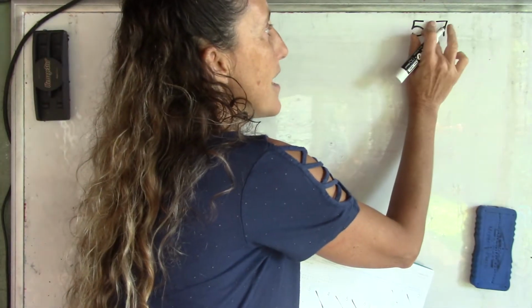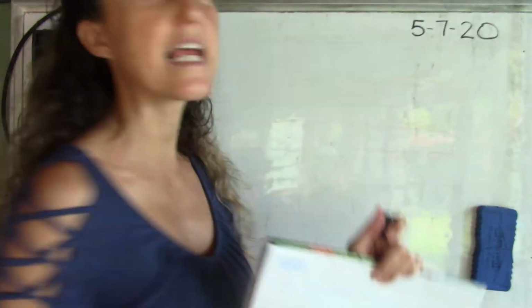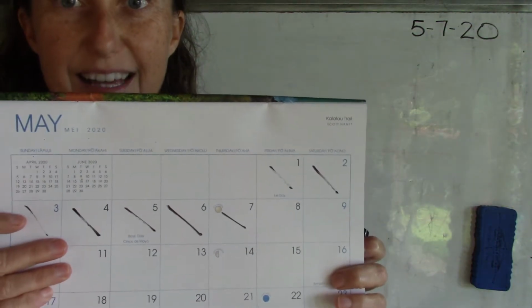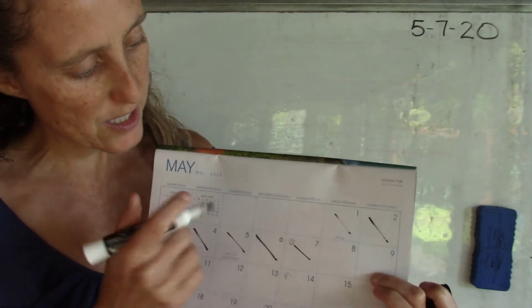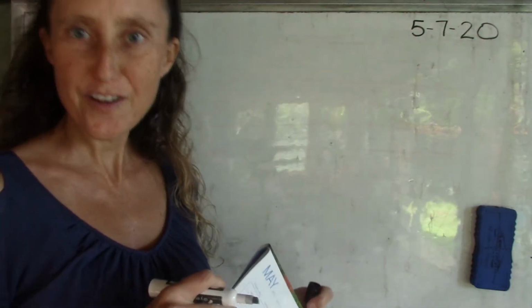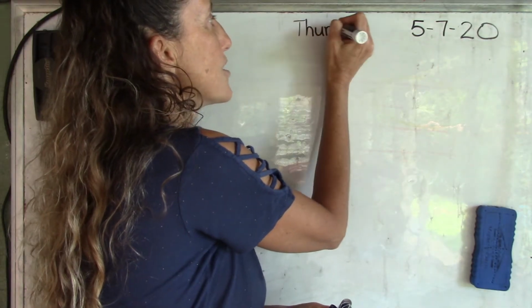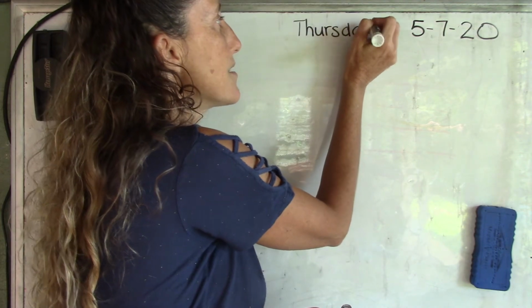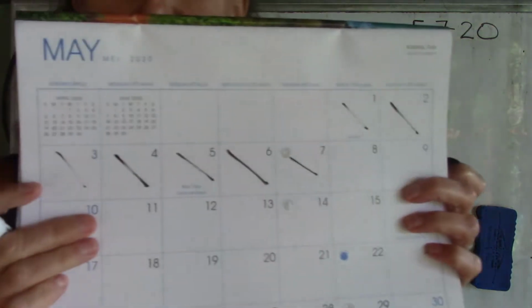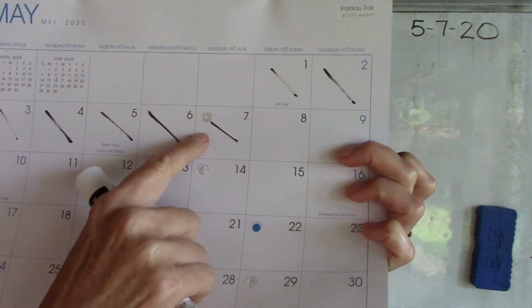And we know that yesterday was May 6th, so today is May 7th, and it's still the year 2020. How many days are in a week? 7. And if yesterday was Wednesday, what is today? Thursday. You're right. Good job. So today is Thursday, May 7th, 2020.